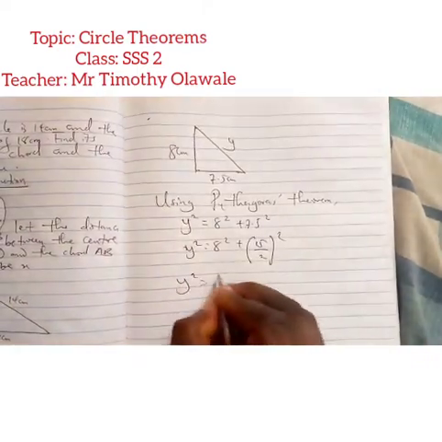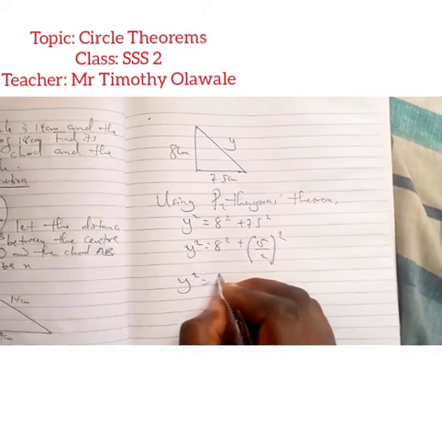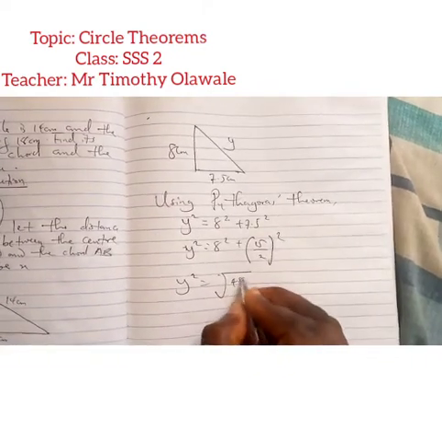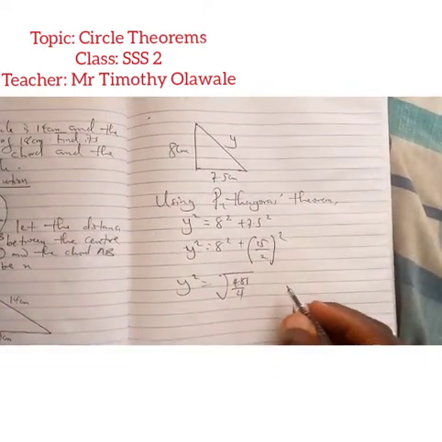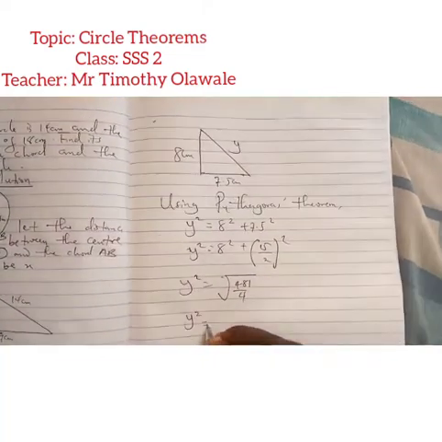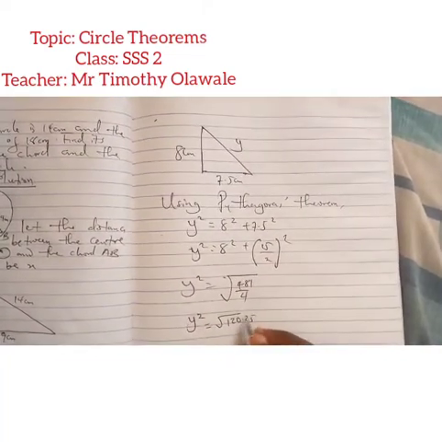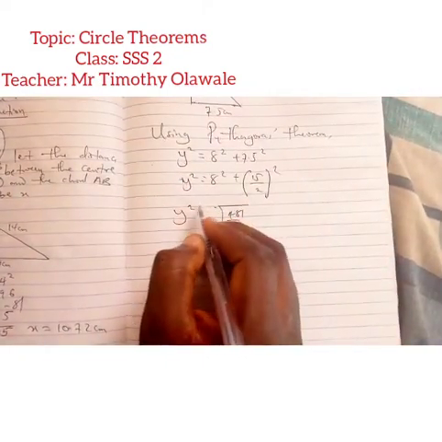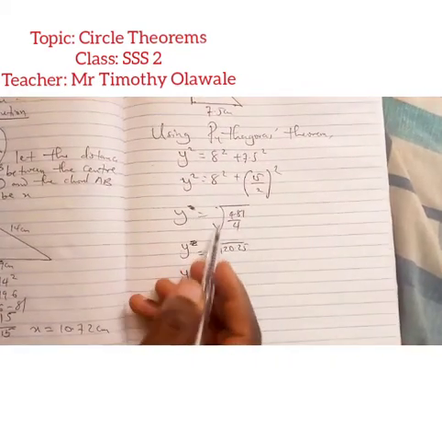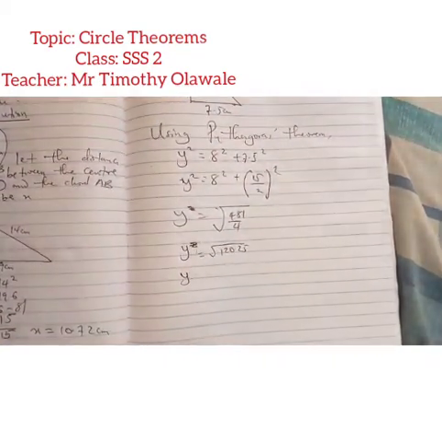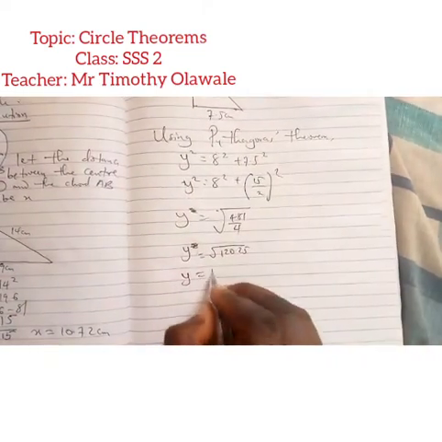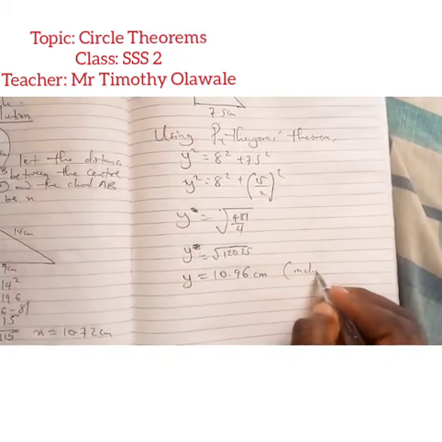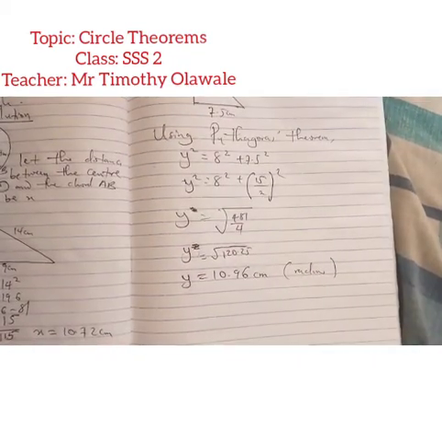y squared equals 64 plus, by the time we're done, y squared equals 481 over 4, which is 120.25. Sorry, when you put y equals the square root, there's no more square there. Pay attention to that. That was a mistake. So y equals 10.96 centimeters. So that is the radius of the circle. Is that clear?